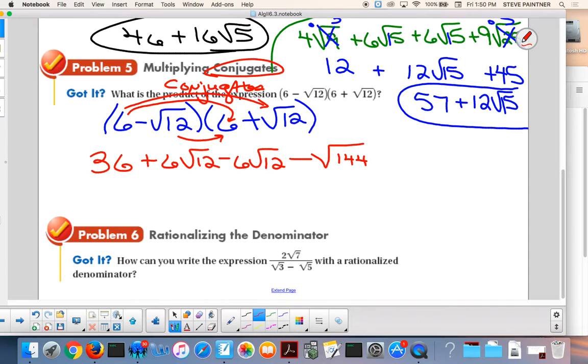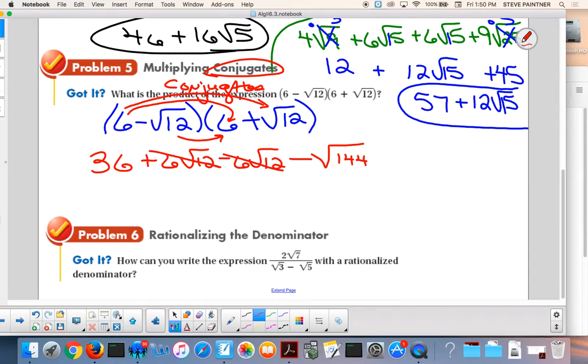Okay. Hey guys, look what happened in the middle. 6 square root of 12 minus 6 square root of 12. What happened? 0. Yeah, they cancel out. And just so you know this, when you look at conjugates and you multiply them, they always cancel out, which tells you what? When you FOIL, where do these come from? OI. What's OI? Outside, inside.